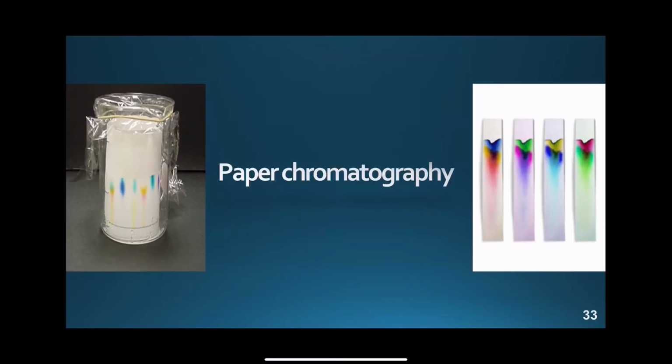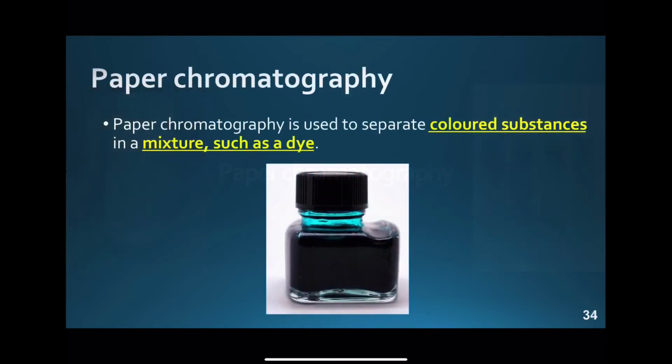The last method that we are left with is paper chromatography. Paper chromatography is an interesting experiment. If you have the chance, we'll be doing this in school, because it actually allows you to separate certain chemicals that you might not have thought existed before. Paper chromatography is usually used to separate colored substances in a mixture, such as dye, for instance.